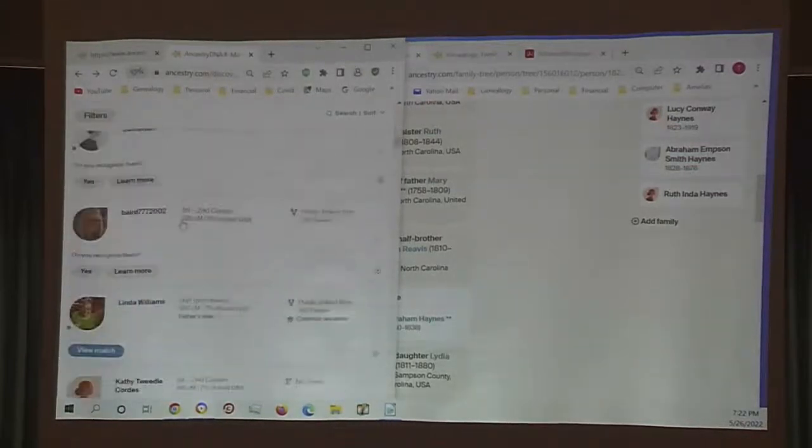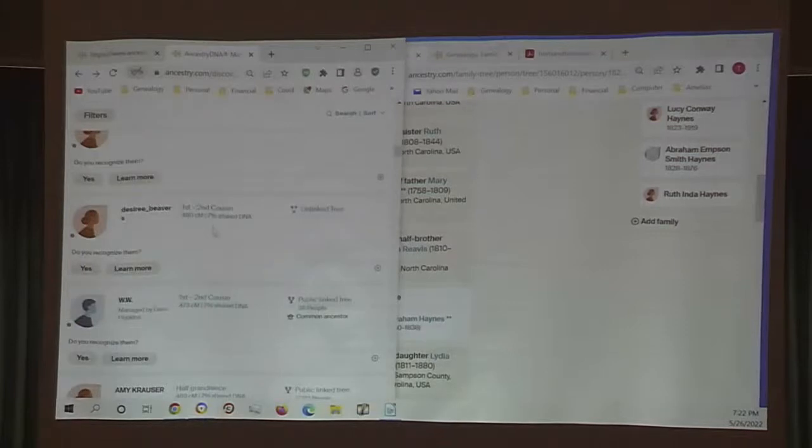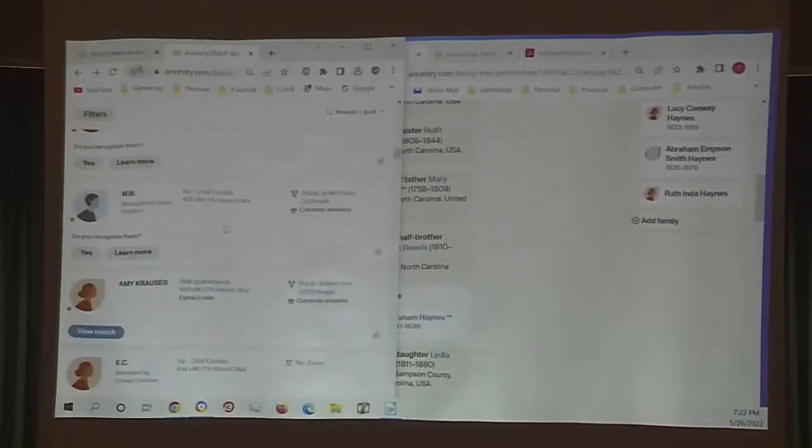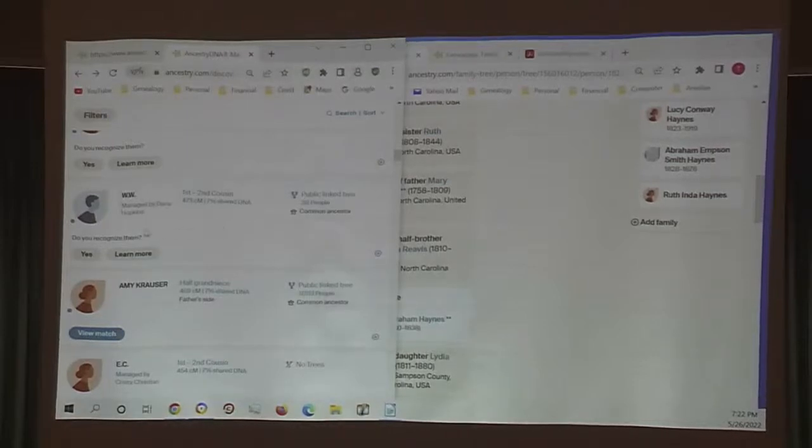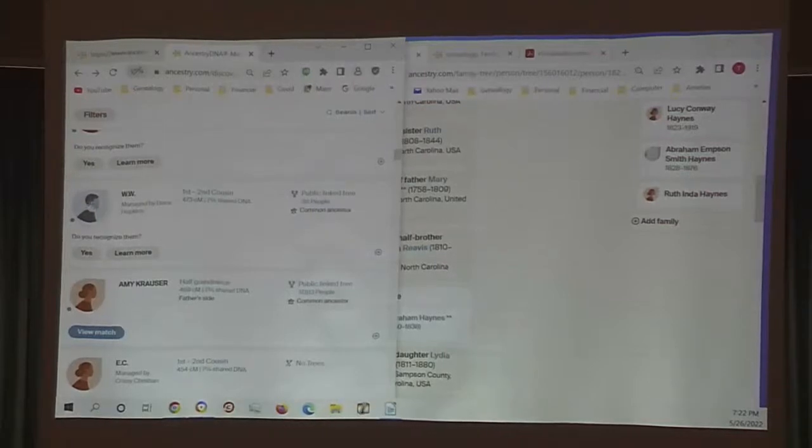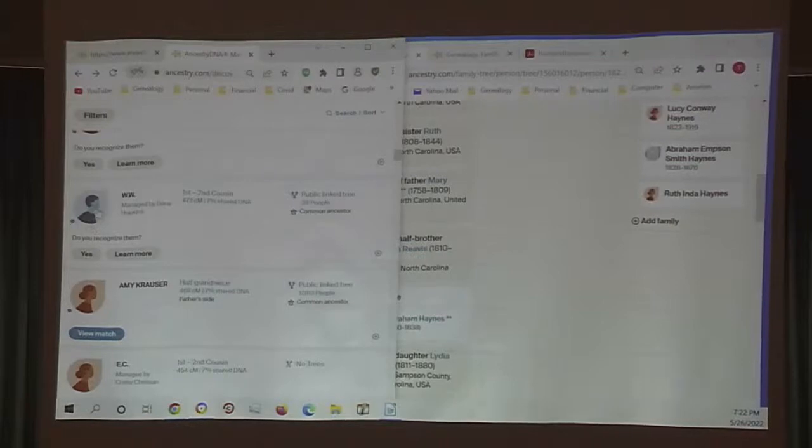But let's go to one of these people I don't know. This is a first or second cousin. I have no idea whether they're from her mother's side or my grandfather's side. But let's just look at that person. So I click on that person, and that person only chose to use a username, so you don't really know what their real name is.